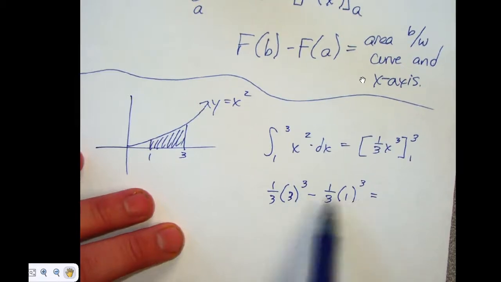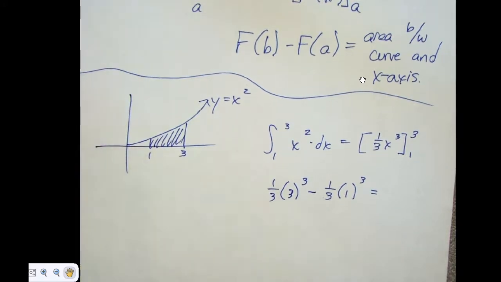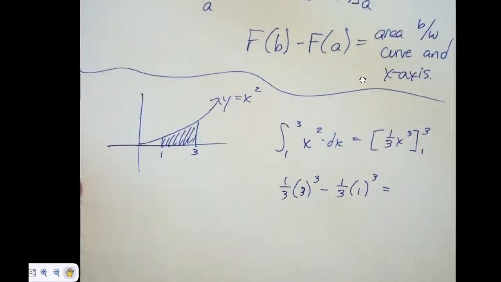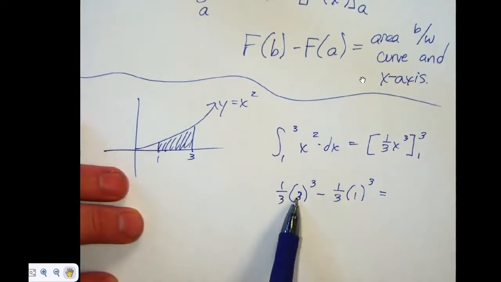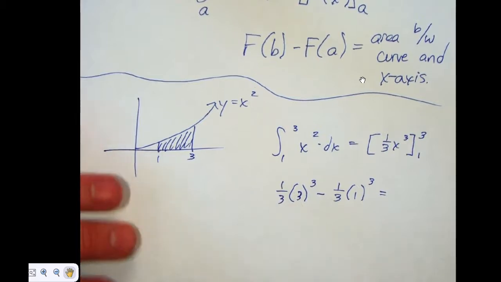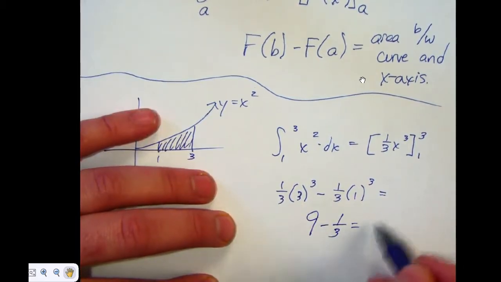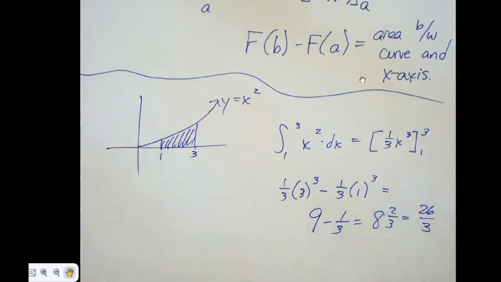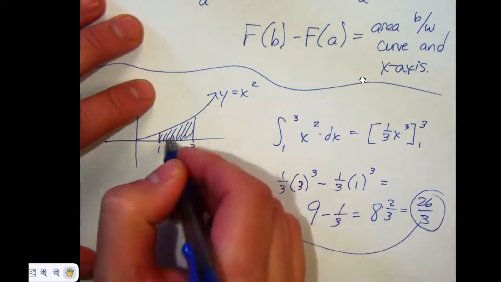But then I'd be subtracting a plus C that's over here also, so those plus C's would just cancel out. I guess you could write them if you really want to, but they just cancel. And then figure out what this is, and that'll be that area. So 3 cubed is 27. 1/3 of that is 9. So 9 minus 1/3 would be 8 2/3, or 26 thirds. And that represents the size of that shaded area.